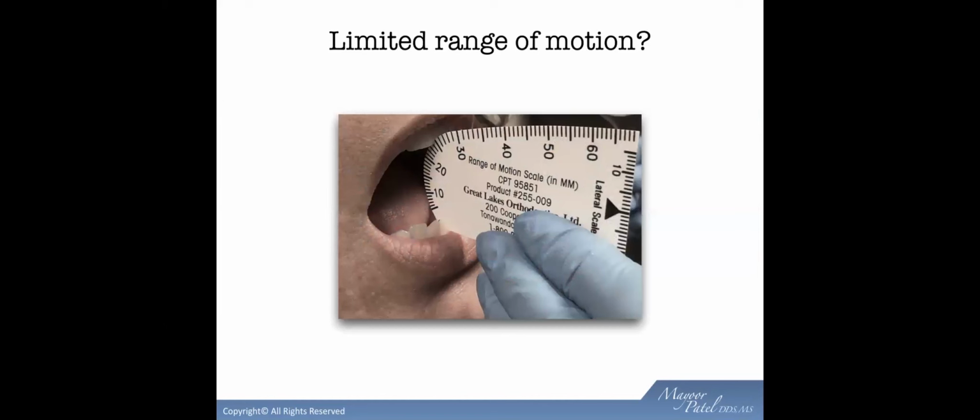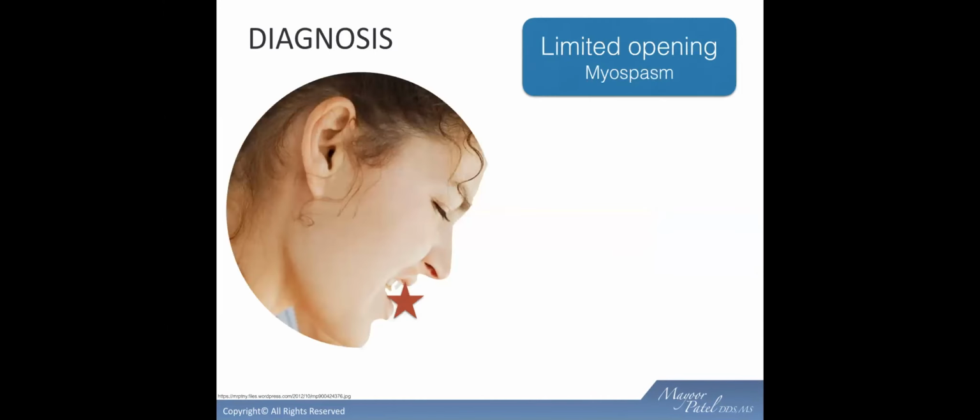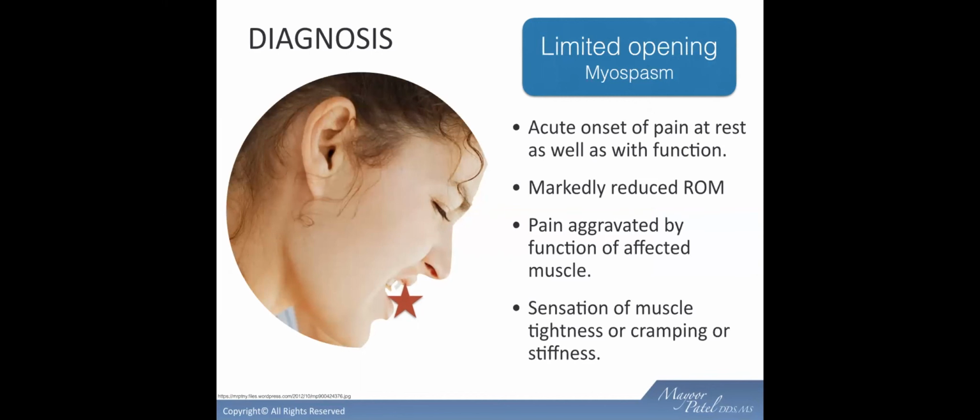Limited range of motion. They were doing great, wore your appliance, and now they can't open as wide. What happened? All right, let's look at this. Could be myospasm. Maybe there's a muscle that's in spasm. The most common ones possibly will be the lateral pterygoid. Okay, but in some cases you'll also have maybe the masseter. Very rare you'll have the medial pterygoid. As a result, you'll have reduced range of motion, pain is aggravated by function, and the patient feels like it's a tightening or a cramping-like feeling in this general area.